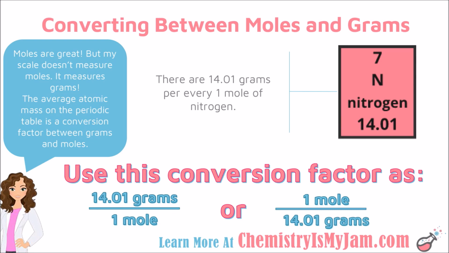between grams and moles. In the example of nitrogen, nitrogen has a mass of 14.01 grams per 1 mole, and that is a conversion factor that we can flip however we need it. So you can write it this way, where grams is on top and moles is on the bottom, or you can write it this way, where moles is on top and grams is on the bottom.